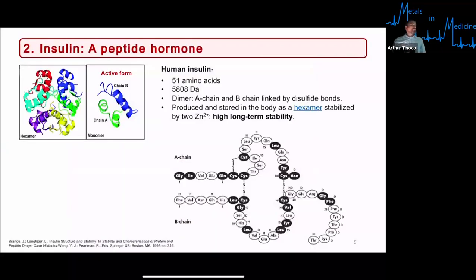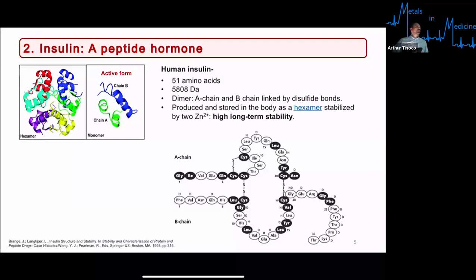So I mentioned insulin as an important hormone. Depending on your perspective, how we're going to focus on this, it is a peptide when you look at it from its basic components. Human insulin consists of 51 amino acids, so that's approximately 5,800 Dalton.